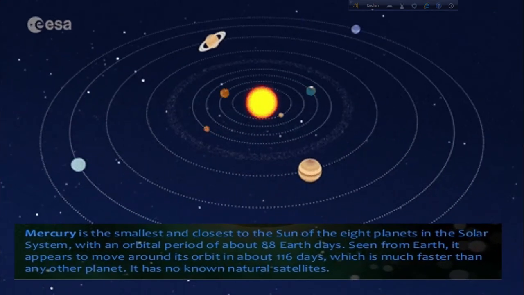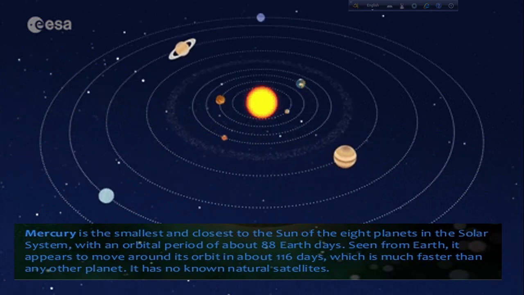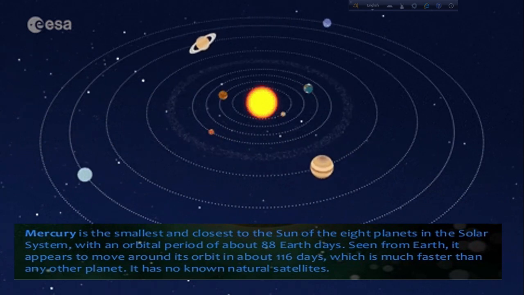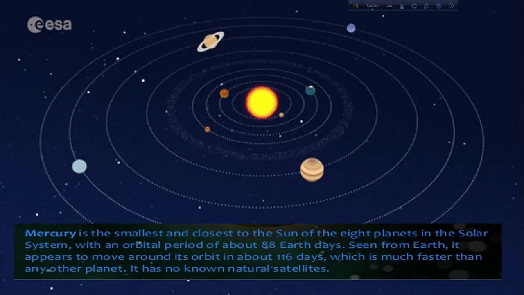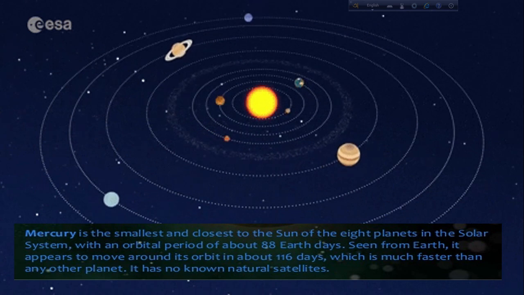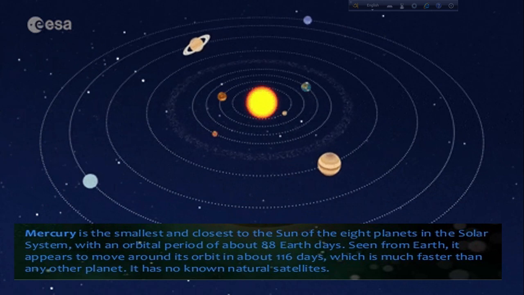So dear learners, I think you have enjoyed the video and you have learned a lot of things about the 8 planets of the solar system. So let's come one after another, the planets of the solar system. What is Mercury? Mercury is the nearest to the Sun and there is no atmosphere on Mercury. Mercury is the smallest and closest to the Sun of the 8 planets in the solar system with an orbital period of about 88 Earth days.